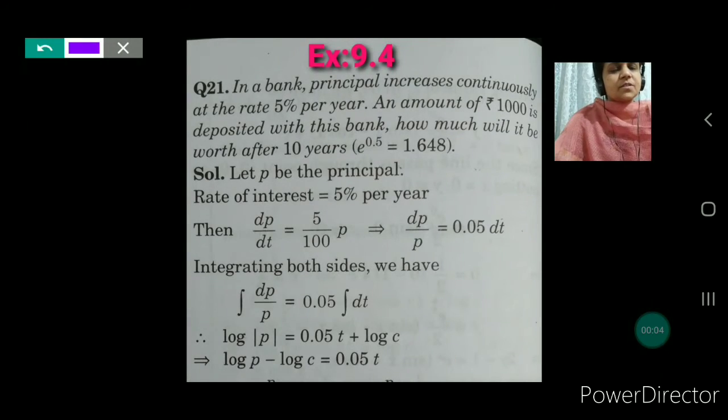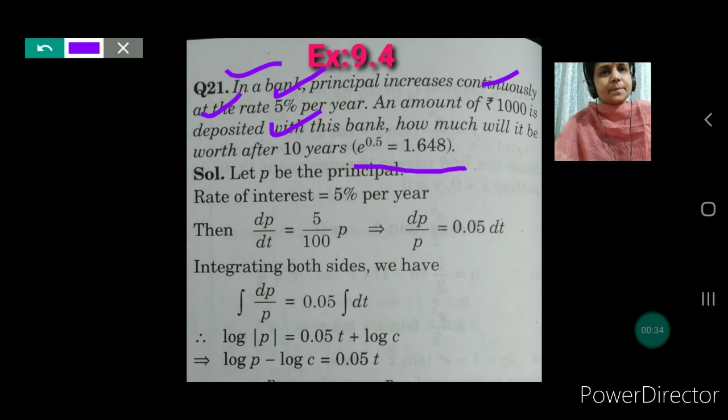Now students, solve question number 21. In a bank, principal increases continuously at a rate of 5% per year. An amount of rupees 1000 is deposited with this bank. How much will it be worth after 10 years? Here one value is given: e raised to 0.5 is equal to 1.648.